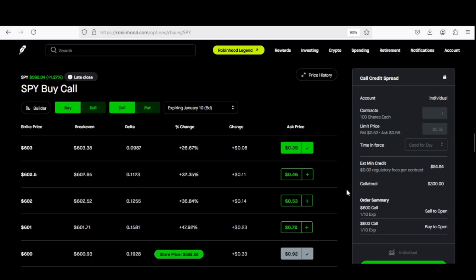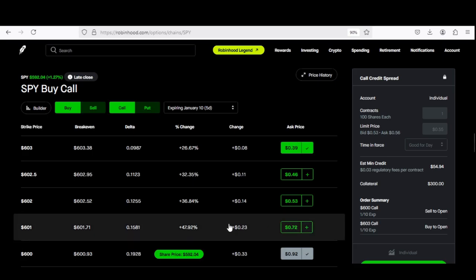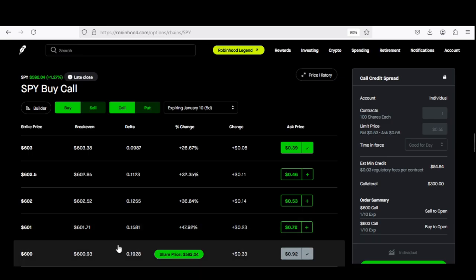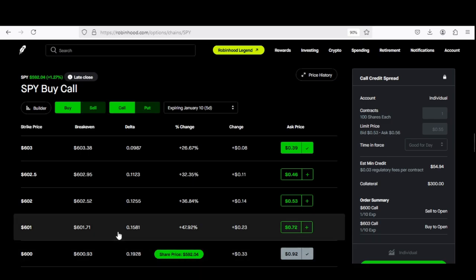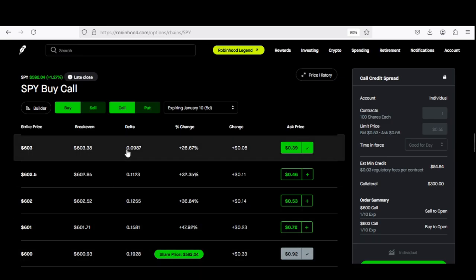Now, the reason why this reduces your risk is that in our previous example, your security strike price or your buy strike price was at 601. It's a lot easier for SPY to get to 601 than it is to get all the way up to 603. It has to go past this to get to this, and that's why this reduces your overall risk.